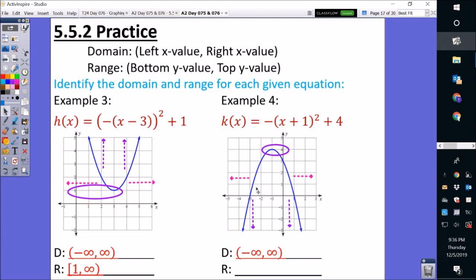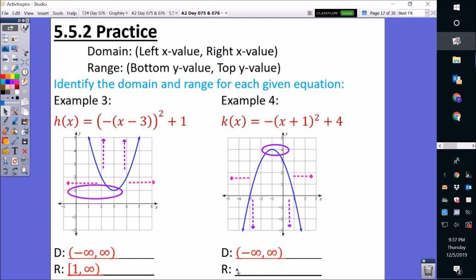Again, since the graph is flipped across the x-axis, you see how it's going downward forever. And then we do have a top where I circle, including the number. So for the range, we start at the bottom y value, which is right here. Since it's going downward forever, that means the negative numbers. Going forever downward means negative infinity. So we're going to start with negative infinity for our range.